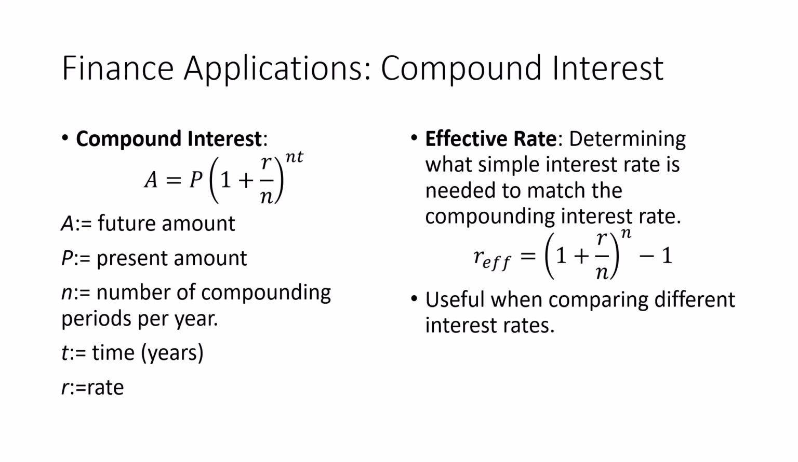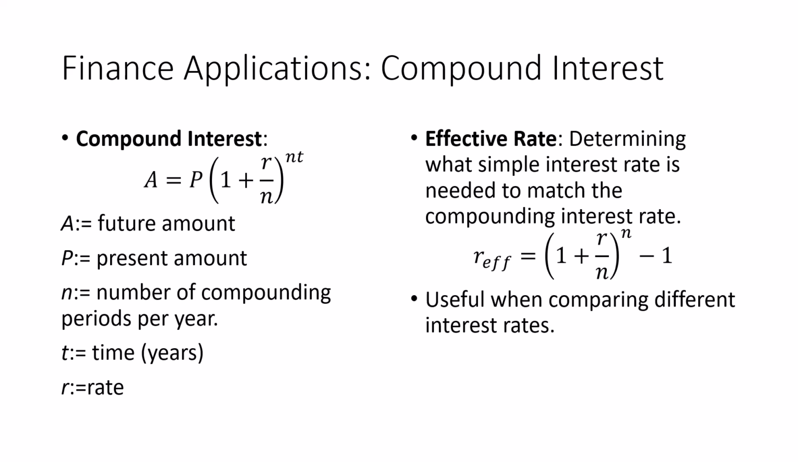Now, another formula associated with compound interest is the effective rate. The effective rate is commonly used to determine what simple interest rate is needed to match the compounding interest rate over a year. So the effective rate may be calculated as the quantity 1 plus r over n raised to the n power. And then we take that result and subtract 1 from it.